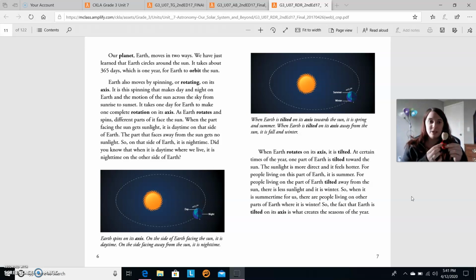Now, it also rotates on itself. That means it actually spins like this. And if you notice, I have it at a little tilt. It's on its axis. When it means it's on its axis, it means it's on its side. Now, it's not completely on its side. It's at an angle, and it actually rotates in that way. So not only is the Earth going around the sun, it's also spinning on itself. So it's just spinning and spinning and spinning. It's a lot to process.